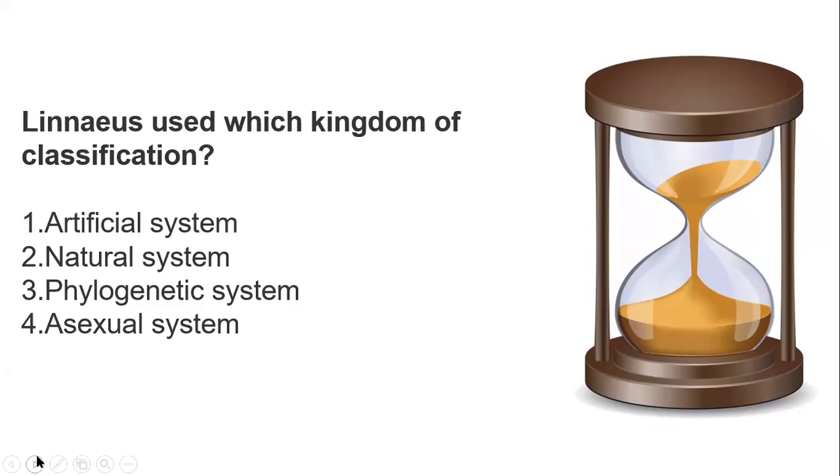Moving on to the next question. Which system of classification was used by Linnaeus? Very simple. Option 1, artificial system; 2, natural system; 3, phylogenetic system; and 4, asexual system. Comment your answers fast.